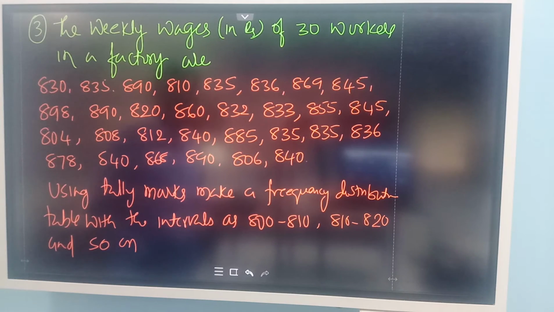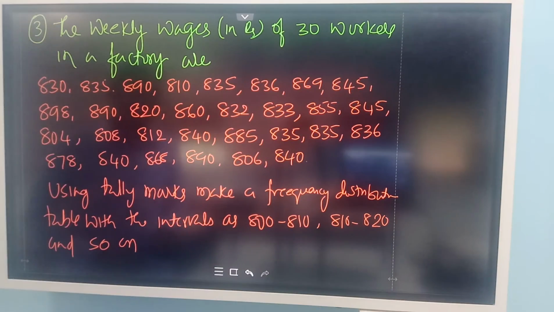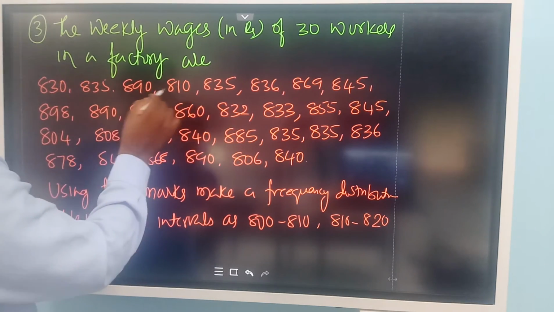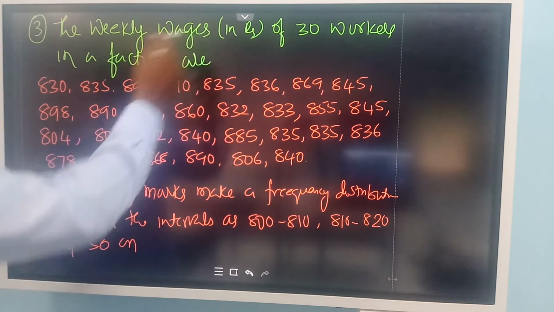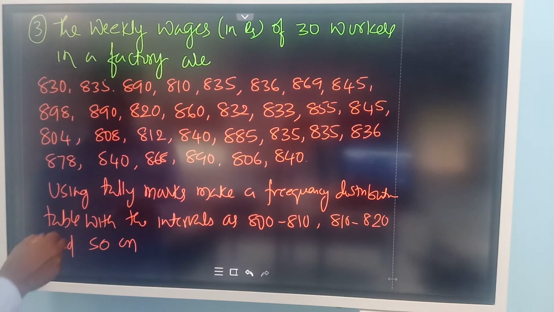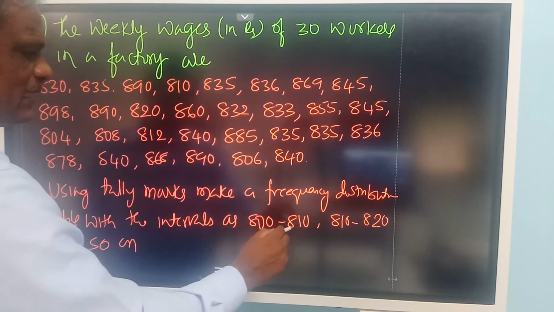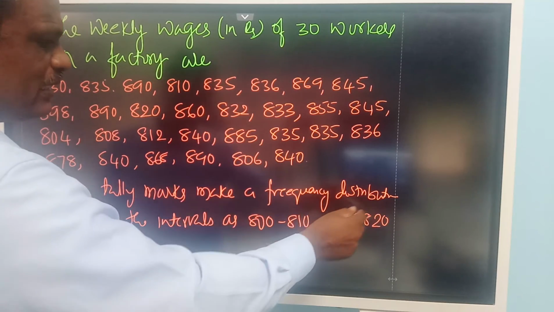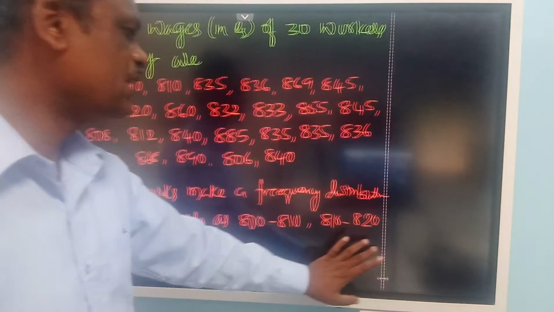One more question, in the same way. The weekly wages of 30 workers in a factory are shown like this: 830, 835, this is the weekly wage. The amount given in rupees for 30 workers is given here. Now, using tally marks, make the frequency distribution table with the intervals as 800 to 810, 810 to 820 like that. You have to make the class intervals here. So classification grouping is possible.